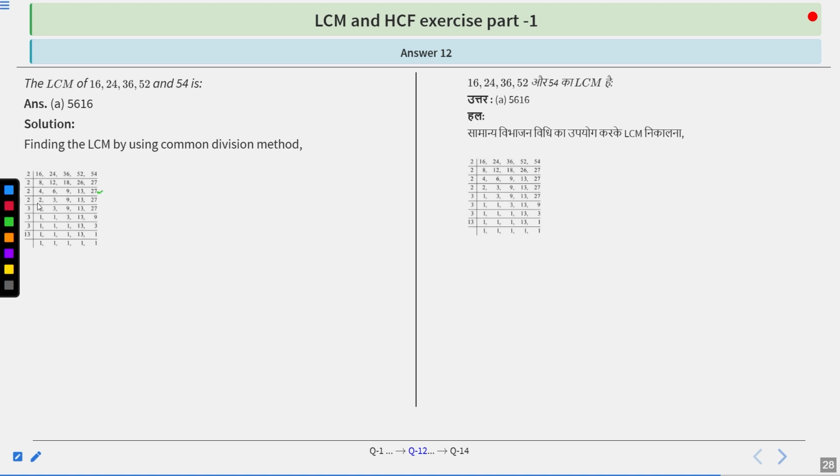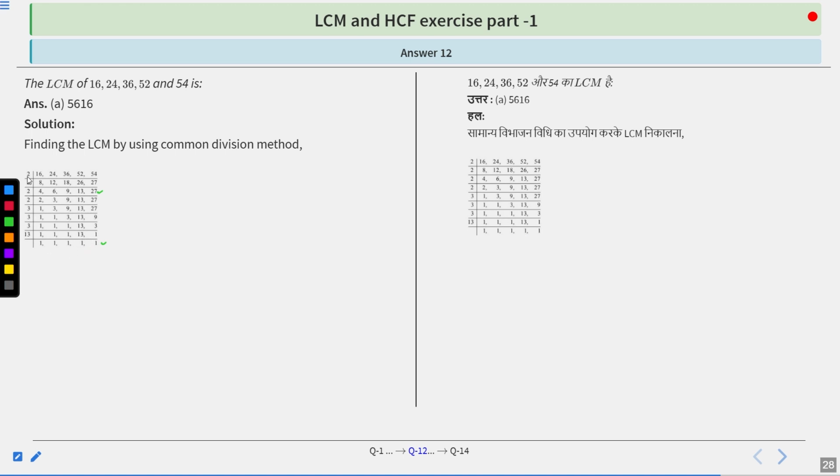Then again from 2, 2, 3, 9, 13 and 27. Again from 2, 1, 3, 9, 13, 27. But in this step, none of them is divisible by 2. So we will check for 3. So dividing by 3, we get 1, 1, 3, 13 and 9. Again from 3, 1, 1, 1, 13 and 3. Again from 3, 1, 1, 1, 13 and 1. Here it is only divisible by 13, so we will write 13 in the end. That is 1, 1, 1, 1. So we will divide by the numbers until we get 1, 1, 1, 1 in the last step.